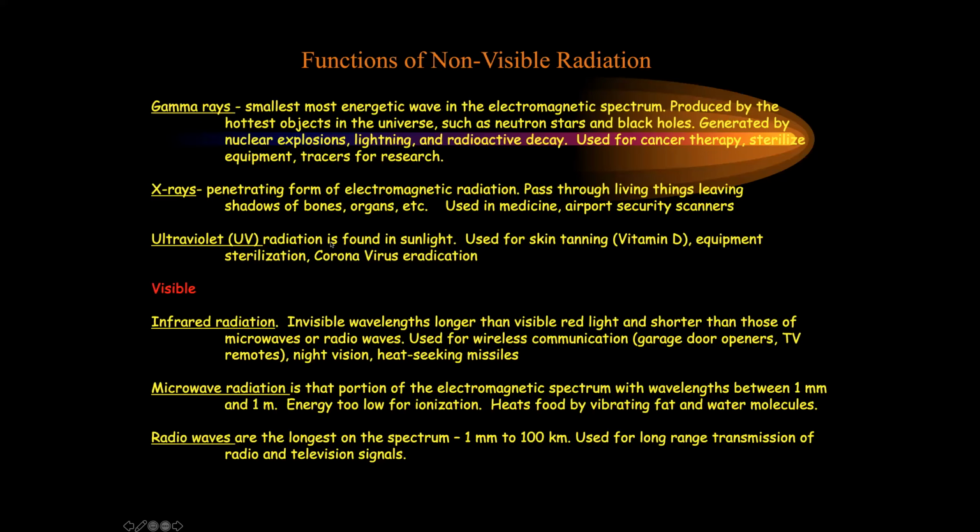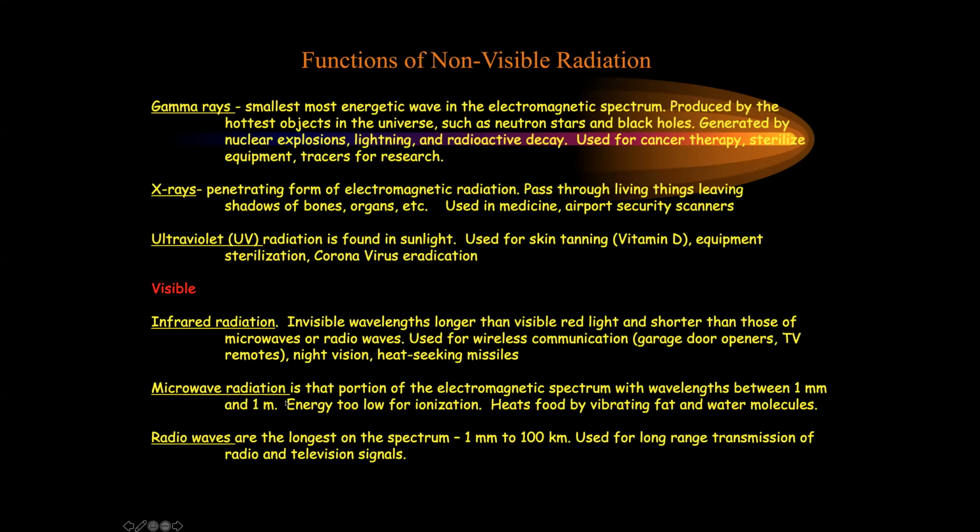Ultraviolet radiation tans your skin, interacts with vitamin D. It's often used to sterilize entire rooms, for example, to get rid of coronavirus. Then you have the visible, which we've talked about. Infrared is shorter. You'll find it used for wireless communication, like garage door openers and TV remotes.